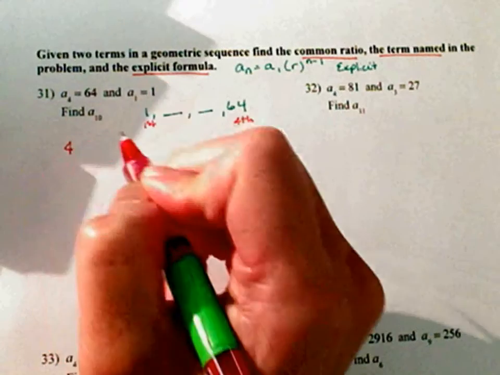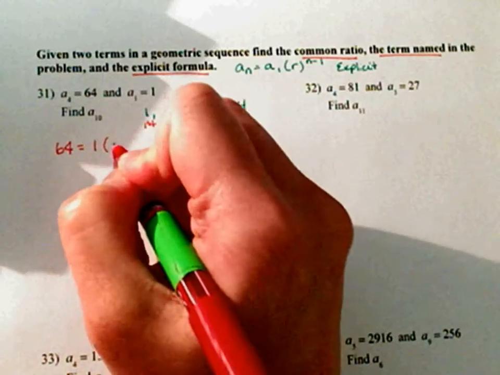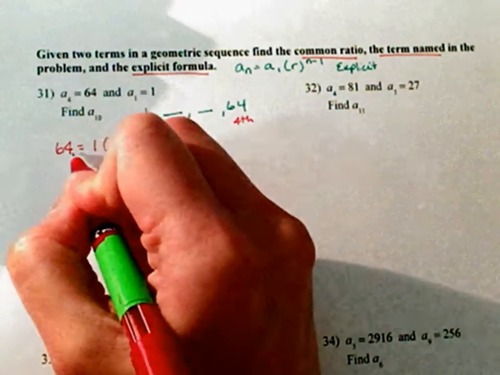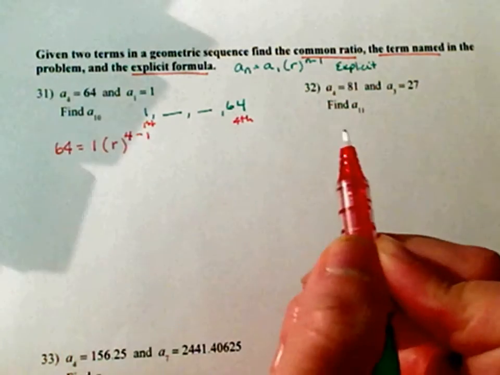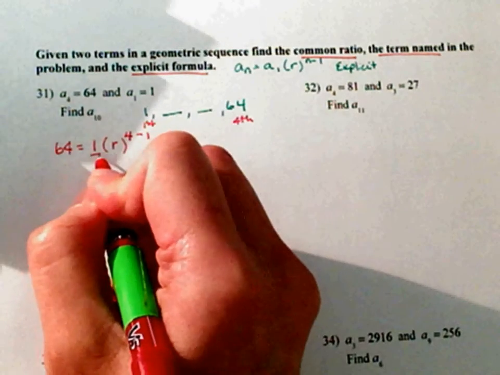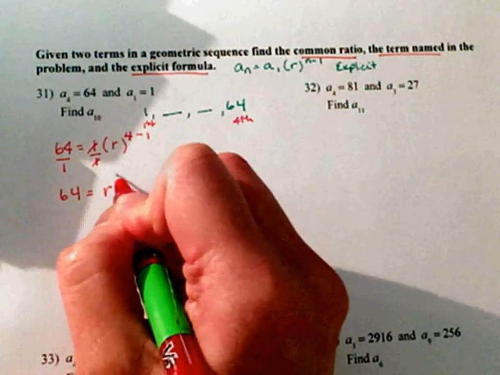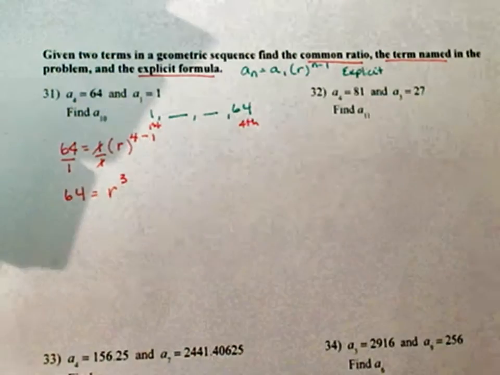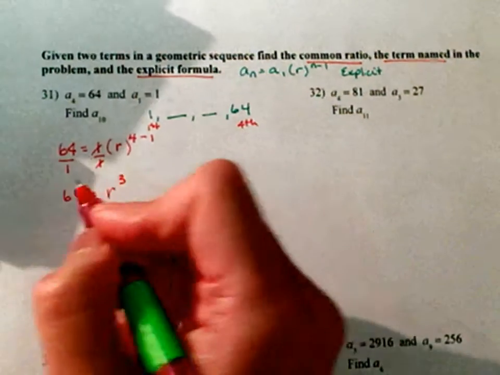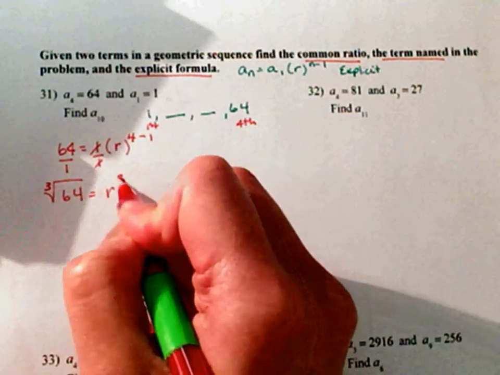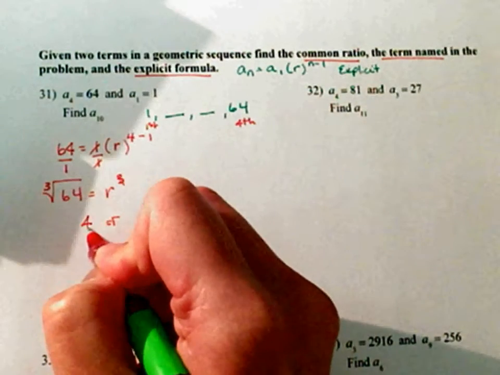So the fourth term, which is 64, is equal to your first term, which is 1, times your ratio. What number term is 64? It is your fourth. So 4 minus 1. Now you're going to divide by 1. That cancels. So you got 64 is equal to r raised to the third power. Okay? So what is the inverse of a cube? Well, it is a cube root. So what is the cube root of 64? The cube root of 64 is 4.